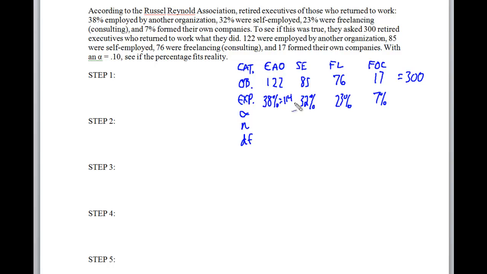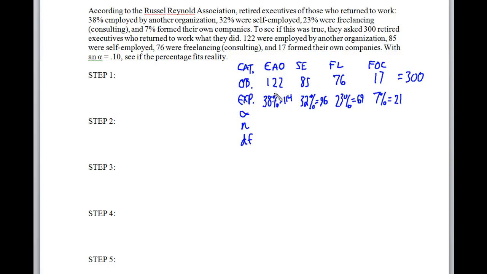Pretty close, wasn't it? Now, if I take 300 and multiply by 0.32, I get 96. Pretty close. 23% or 0.23 times 300 is 69 people. Again, pretty close. And 300 times 0.07, not 0.7 but 0.07, is 21 people. And you will see that all of these 4 numbers add up to 300 people.